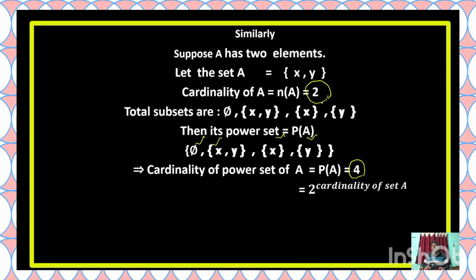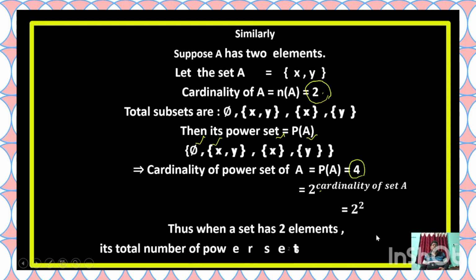There is a relationship between the number of elements of the set A and the power of 2. You see clearly, okay, understand? So if you write 2 to the power 2, which is what? 4. Thus it is clear that when a set has 2 elements, the total number of subsets of that set is 2 to the power 2. And you can see the number of elements of a set and here the power. Are you able to see? There is a beautiful relationship between the number of elements and the power of 2.